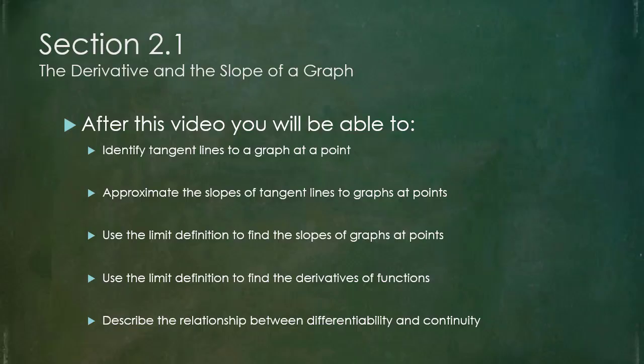Hello and welcome. In this video, I'll be covering section 2.1, which is over the derivative and the slope of a graph. My goal for you by the end of the video is to be able to identify tangent lines to a graph at a point, to be able to approximate the slopes of tangent lines to graphs at points, to be able to use the limit definition to find the slopes of graphs at points, as well as to find the derivatives of functions, and to be able to describe the relationship between differentiability and continuity.